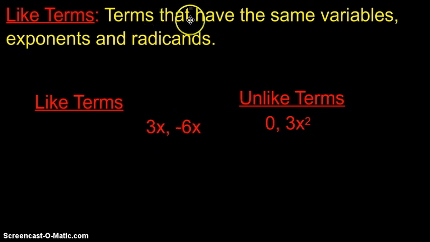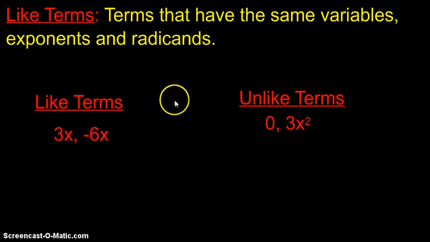If you look at the definition, terms that have the same variables, exponents, and radicands. They have the same variables, which is x to the first power, so they have the same exponent, which is 1, and they have the same radicands, which is none, or radical 1, which is 1, which is nowhere. So they have the same variables, same exponents, same radicands. These are like terms. Let's take a look at another example.